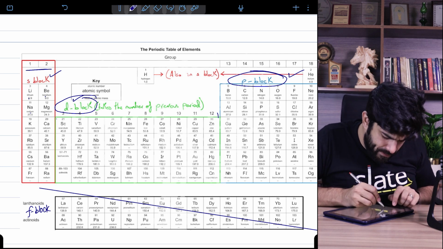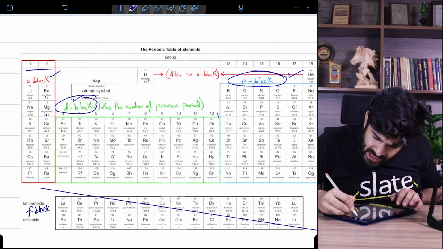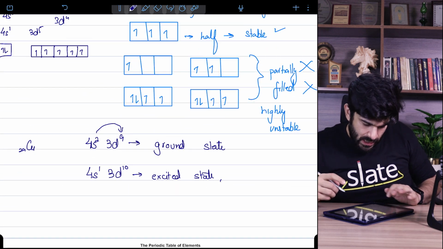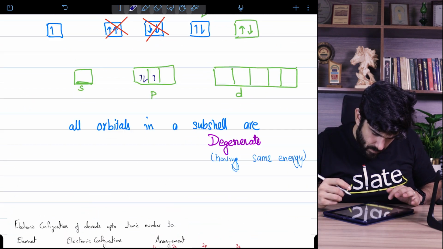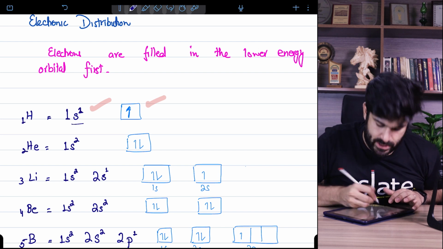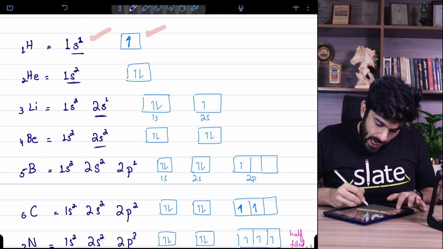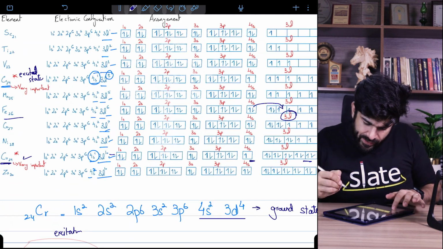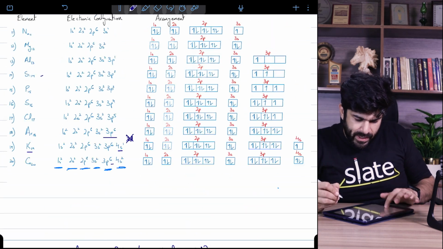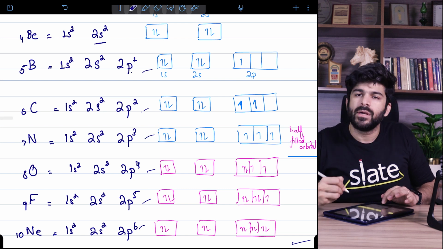Lithium, beryllium, sodium, magnesium, even hydrogen. What is common in these? Even helium is also an S block one. What makes them S block? Let's look at these. Helium, S block, because the outermost subshell is S. Lithium, beryllium, S block. After boron, carbon, nitrogen, they are P block. Why? Because in that case, the outermost is P.